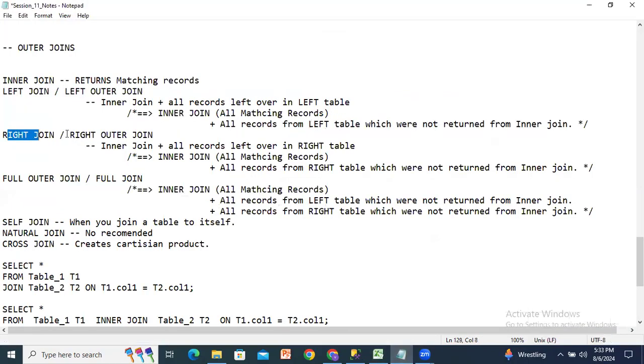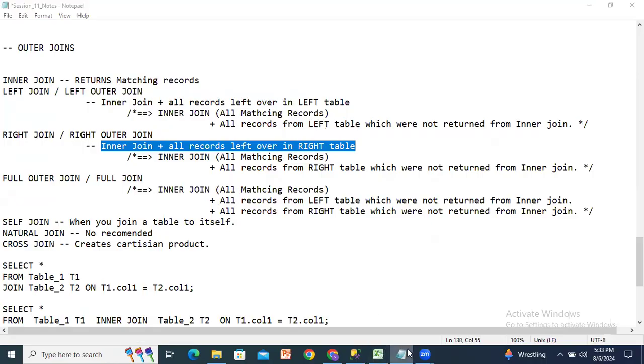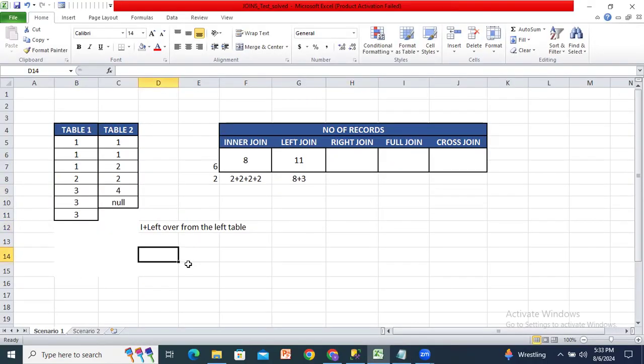So right join, or right outer join, is called the inner join plus all records left over in the right table. The right table is called first. How many records in the inner join? 8, plus the leftover in the right table. Ones and twos are already covered, so the last 2 records, 4 and null, are not covered in table 1. Then 8 plus 2, so the right join gives 10.